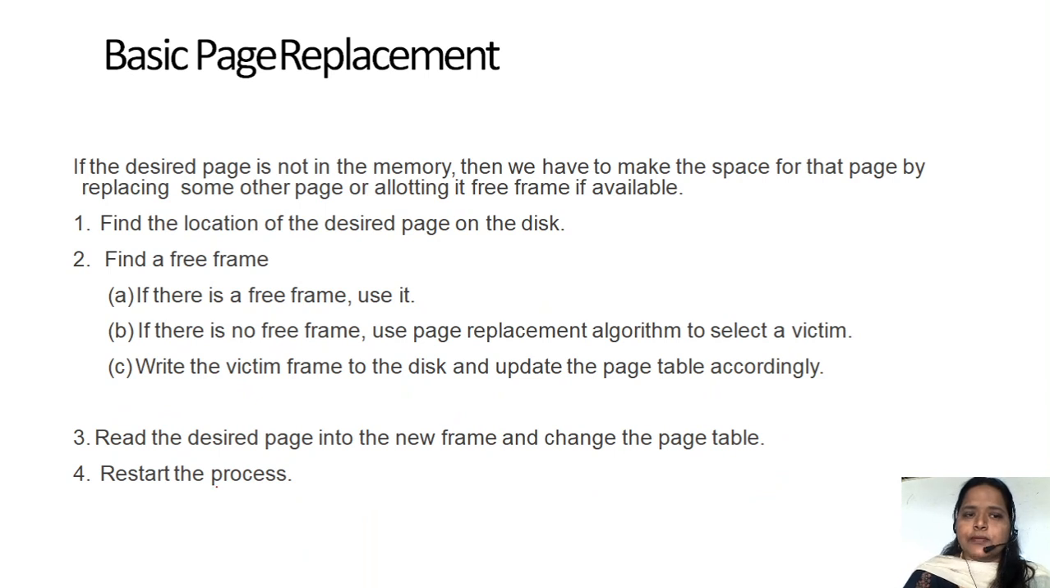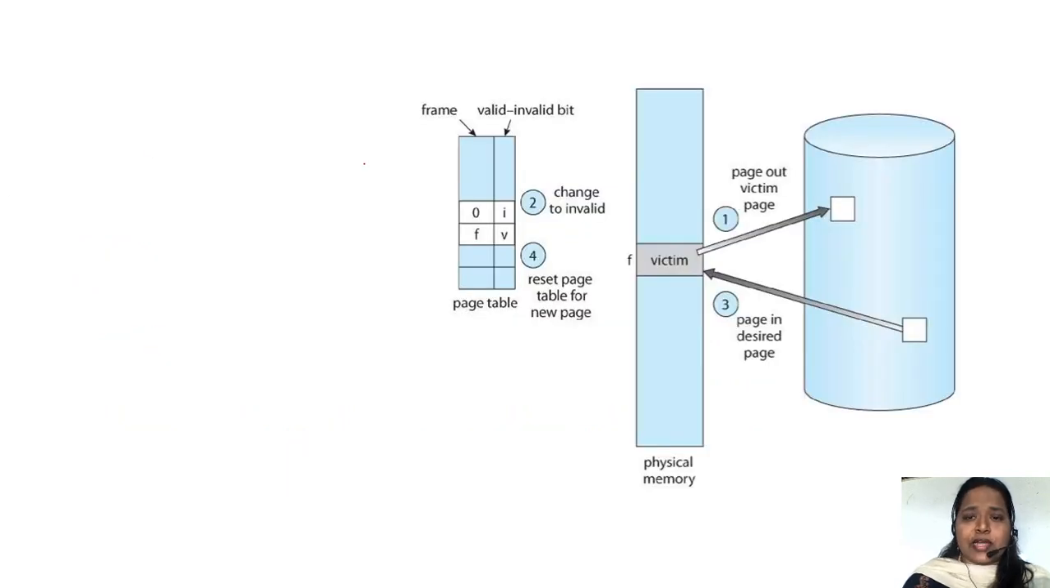Fine. So for basic page replacement: find the location of the desired page, find a free frame. If a free frame is there, you can fit it. If there is no free frame, then we make use of page replacement algorithms. This is the concept. We have already seen this diagram: if any page we are searching for is not there, we check in the secondary memory and bring that page back to the main memory.